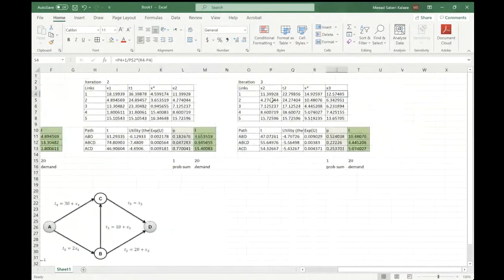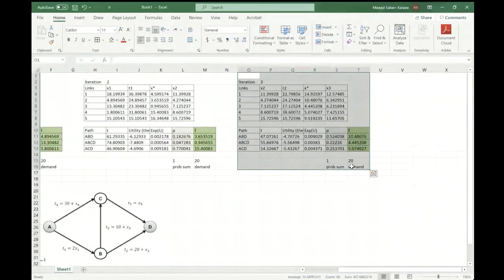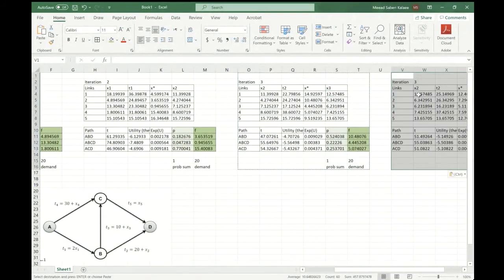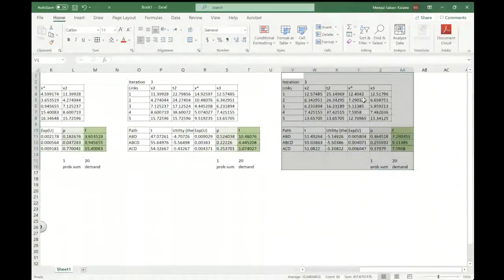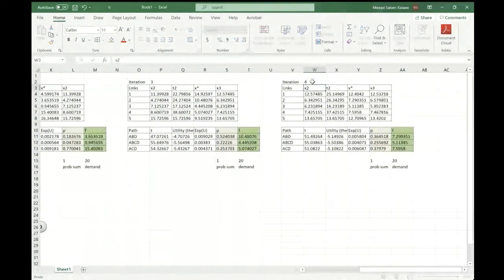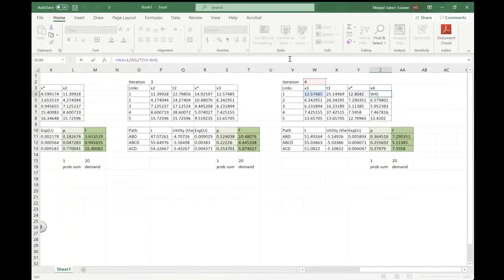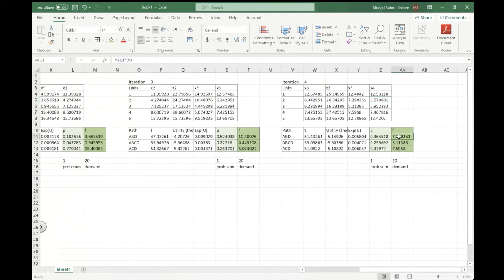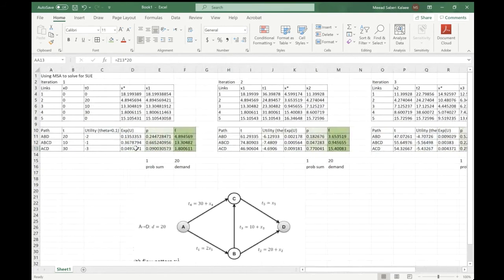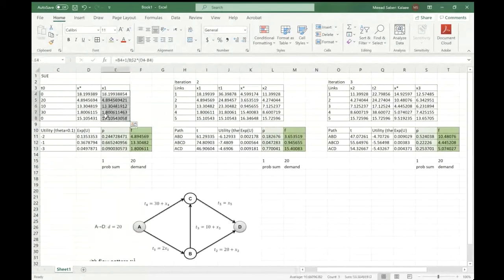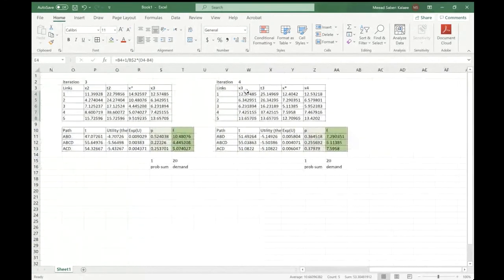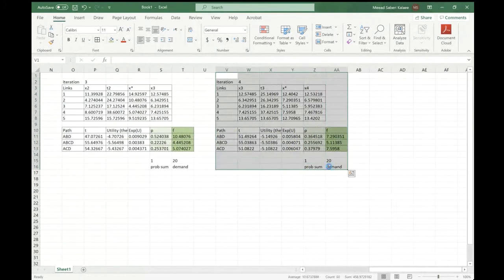And yes, it's going well, apparently. So let me just do another iteration. And this would be iteration number 4. This is X3, T3, X4. Let me just double check if everything is correct. Yeah, it looks all right. So path flows, yeah, and you can see, look at the link volumes. This is still fluctuating, right? So let's do a few other more iterations.